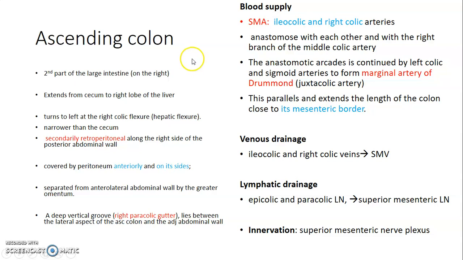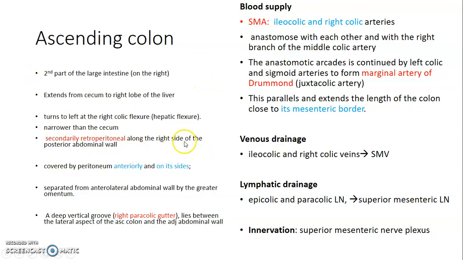So the ascending colon is the second part of the large intestine after the cecum, and it's located on the right and extends from the cecum to the right lobe of the liver where you have the hepatic flexure or the right colic flexure. The ascending colon is actually narrower than the cecum and is secondarily retroperitoneal. What do we mean by secondarily retroperitoneal? It eventually became retroperitoneal. Initially, it was not retroperitoneal.